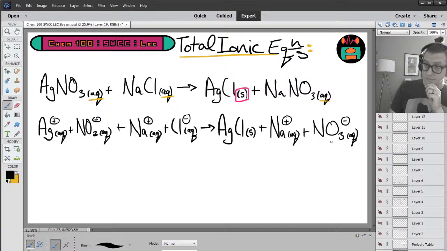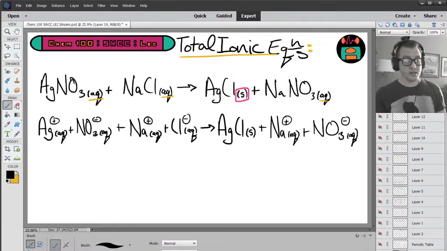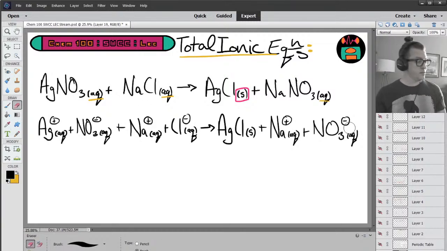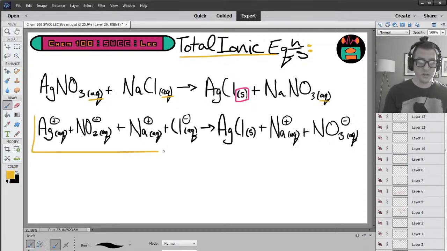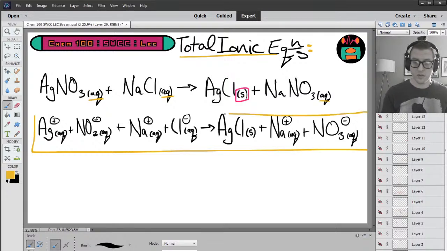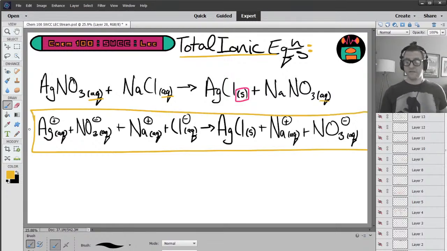All right. So this is then the total ionic equation for this reaction. All right. The total ionic equation is you separate everything out.